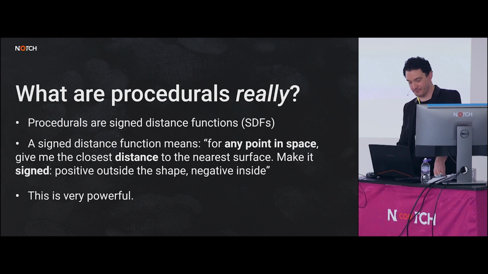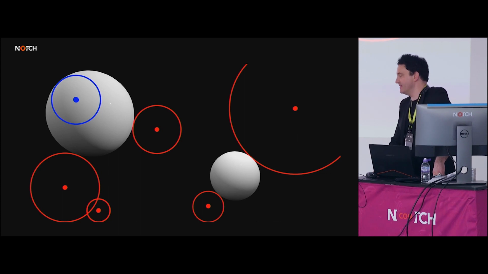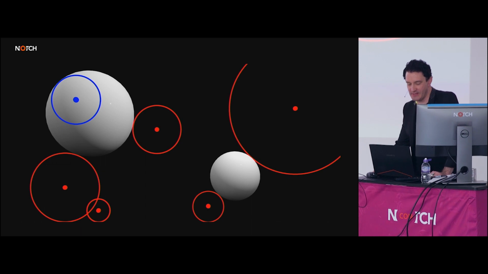Here is a really poor diagram that shows roughly what a signed distance field looks like. I've got a bunch of red points in space, and the circle around each red point shows the signed distance. For a point in space, you can see the distance to the nearest point on the surface. The blue one is inside the surface, and the red one is outside.